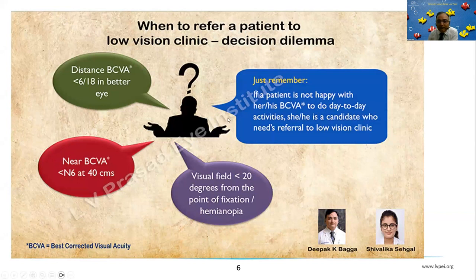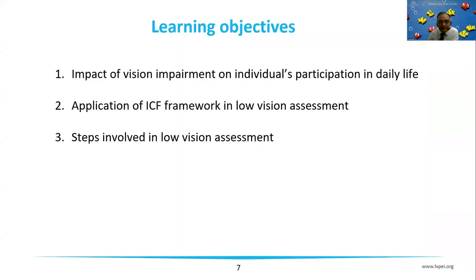So what you should remember is, if a person is not happy with his or her best corrected visual acuity to do their day-to-day activities, she or he is a candidate who needs referral to a low vision clinic. So it's more of a functional based referral. There might be people with 6/9 acuity, 6/12 acuity, or 20/40, 20/30, and they may still require your services. So it's important to identify people based on the functional needs and then refer them.